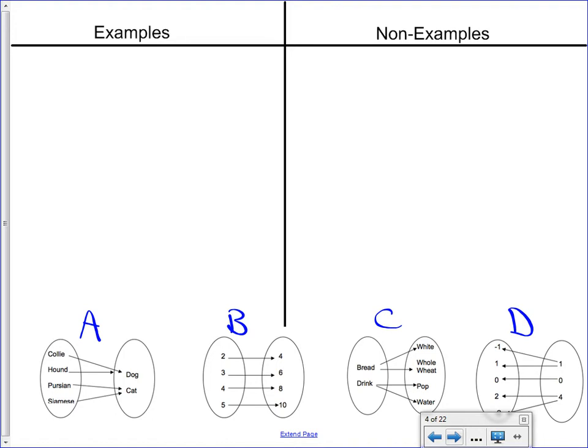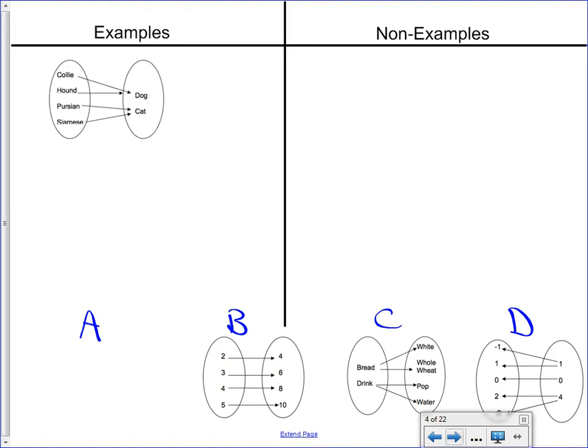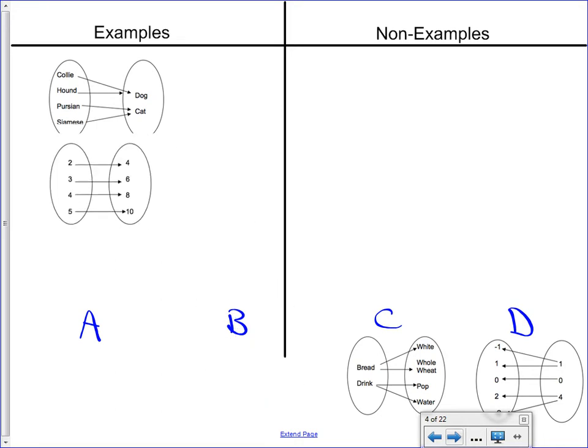Okay, where is A going? Is A an example or a non-example? It's an example. Every first term, or every x coordinate, only maps to one y. How about B? Is it an example or a non-example? It's an example. Every x goes to only one y.